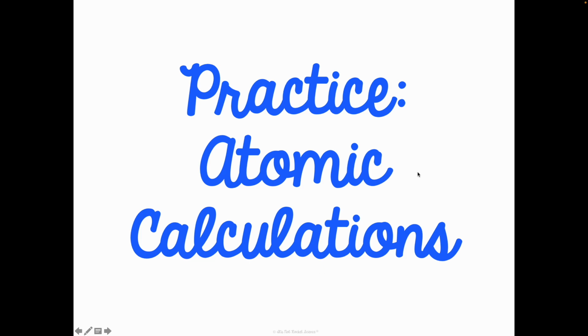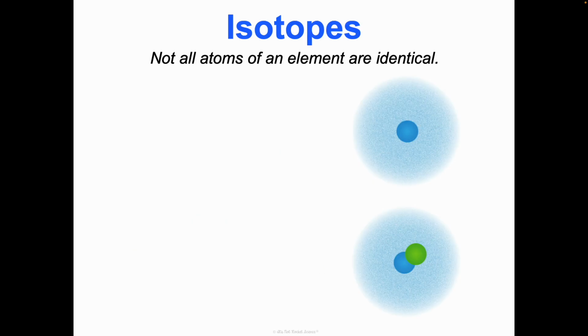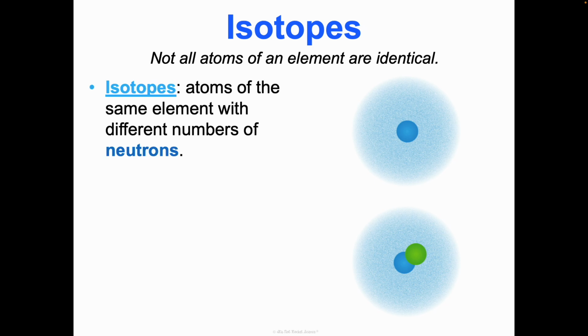Now, that's the basics. Now we have to talk about isotopes. Not all atoms of an element are identical. They will have the same atomic number if they're the same element, because that's what identifies them, but other things can be different. One of the ways they can be different is different isotopes. Isotopes are atoms of the same element with different numbers of neutrons. So the atomic number and the number of protons are the same because that's what identifies the element, but the mass number is different because the number of neutrons is different.